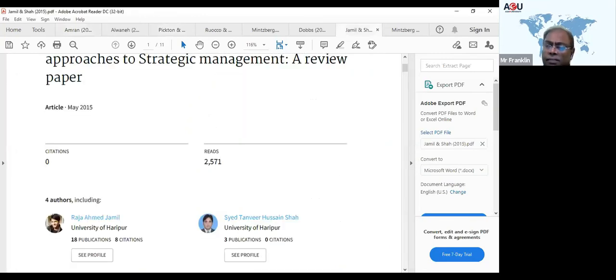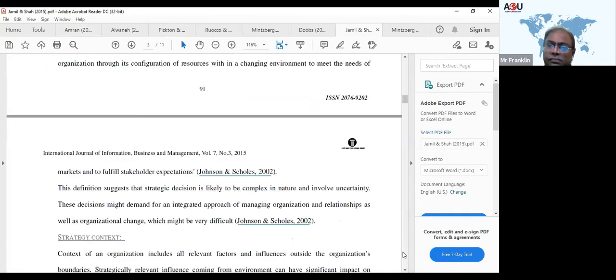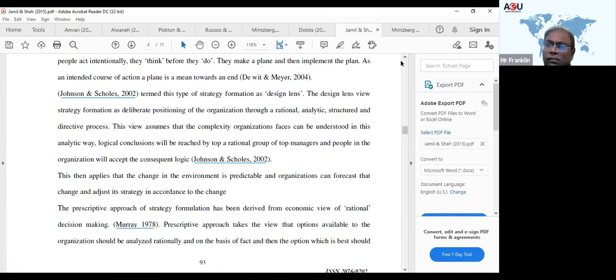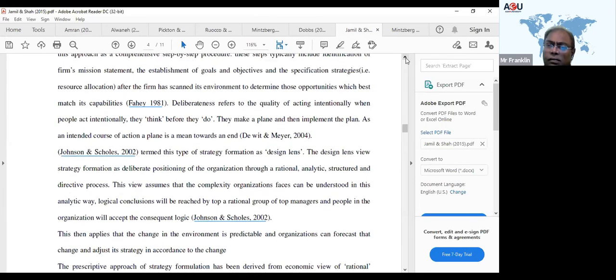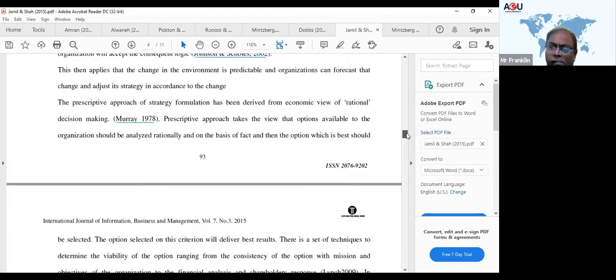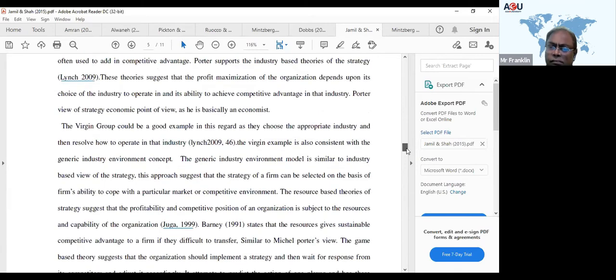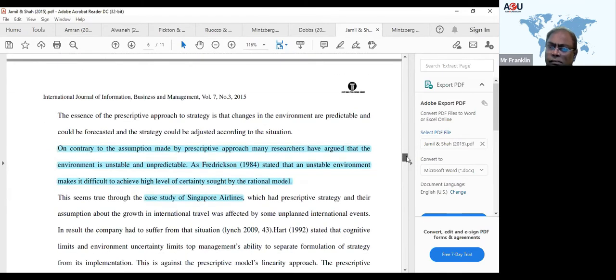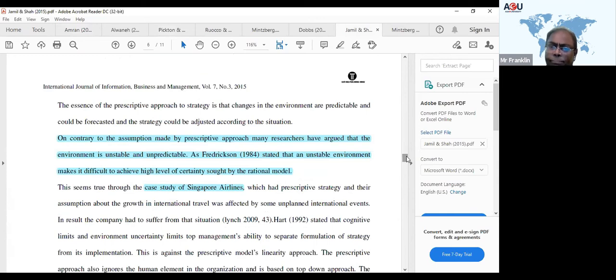Now, where is this guy? Jamil. Okay, so Jamil talks about this. Contrary to the assumption made, researchers argued that the environment is unstable and unpredictable. This guy stated that in an unstable environment it is difficult to achieve the high level of certainty sought by the rational model. Case study of Singapore Airlines.